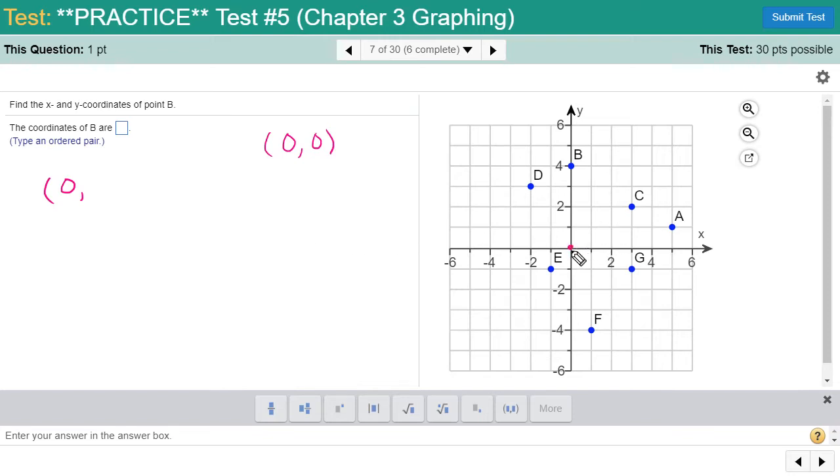But how about shifting on the y-axis? Do we have to shift up or down any? Yeah, it does look like we're going to be making some sort of vertical shift. In this case, we're going to shift up 1, 2, 3, and finally 4. So we shifted 4 units up on the y-axis, and so we say then to get from the origin to point B, we have to shift up 4 units.